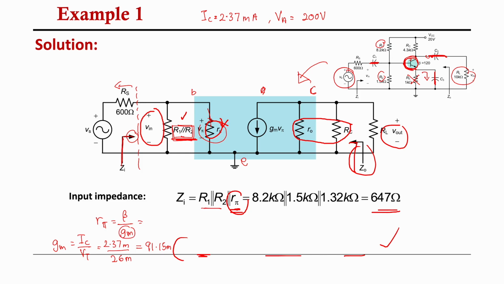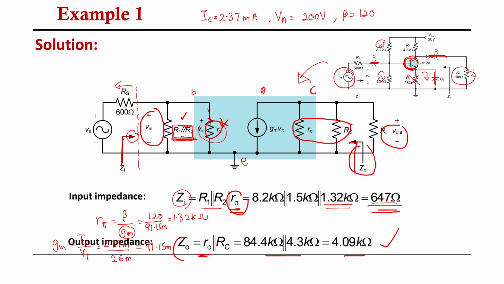Beta is given as 120, right? So 120 divided by 91.15 milli, we will get R pi equal to 1.32 kilo ohm. So your input impedance, you will get 647 ohm. All right, and then how about our output impedance?